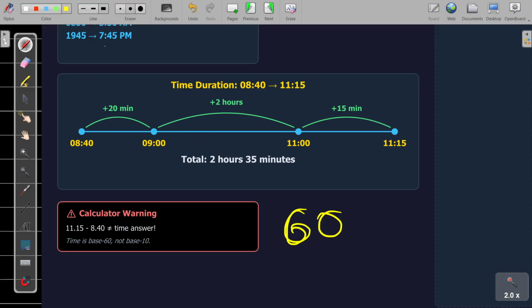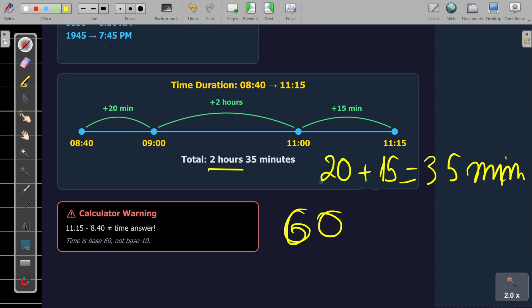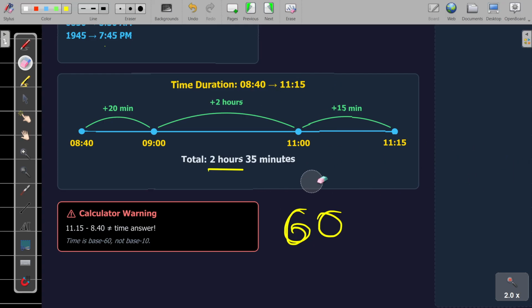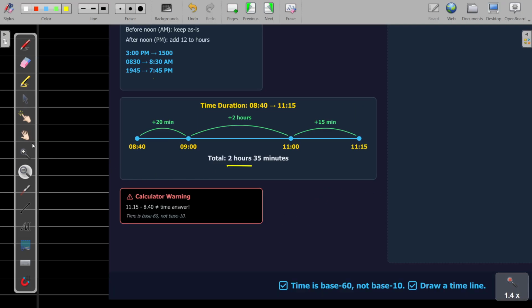And so we just need to add these all together. We have 2 hours and then 35 minutes. This 35 minutes comes from the fact that we are adding 20 plus 15 here. So the total duration, if we were to jump from 8:40 to 11:15, would be 2 hours and 35 minutes. So yeah, this is all about time.